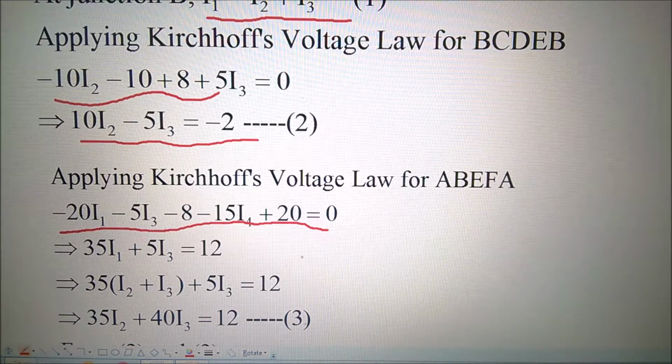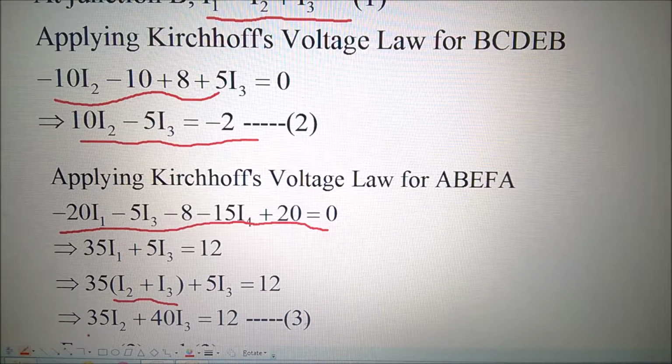Now another thing is that after simplifications, I already told you I4 and I1 are the same. Therefore I4 has been replaced by I1, and after simplification we'll get this equation. And then I1 is replaced by I2 plus I3 from equation number 1. Therefore we'll get this equation.